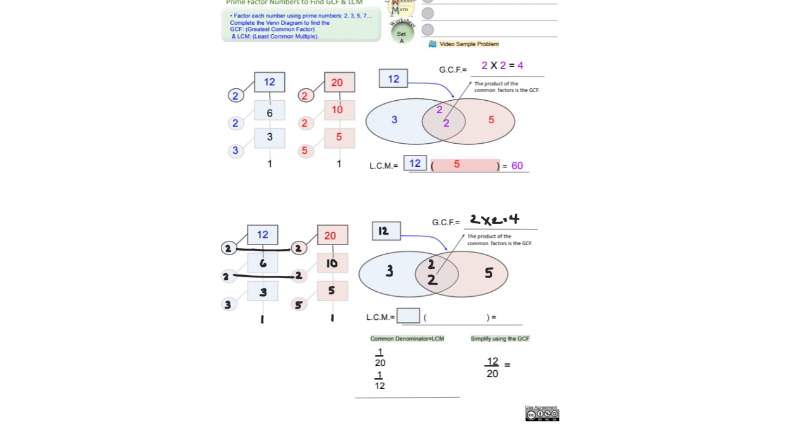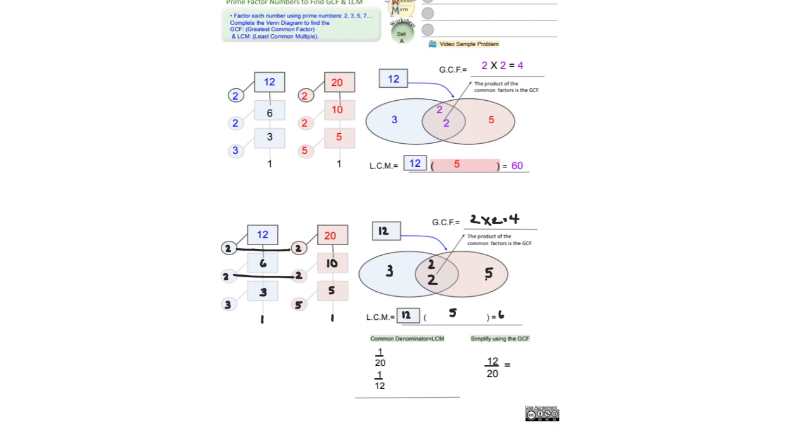All right, let's look at the least common multiple. To do that, you take one of these numbers, just pick one. Let's pick 12 and multiply it by what it does not have in common with the other. So that's this 5. And 12 times 5 is 60.